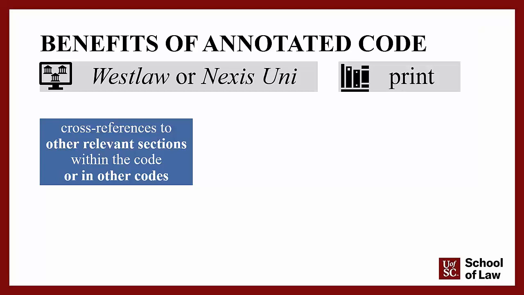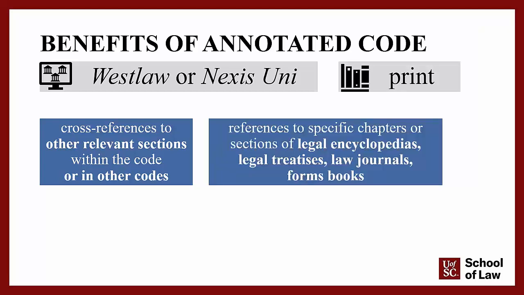If you want to get the cross-reference to those, you're going to need an annotated code. It simply won't be there in the unannotated version. Also, the annotations include references to specific chapters and sections in legal encyclopedias, legal treatises, law journals, and forms books. If you were in part 2 of this series, then you know the value of those secondary sources. And to have this roadmap telling you exactly which chapter and exactly which section relates to the code section that you just found and explains it is incredibly valuable.